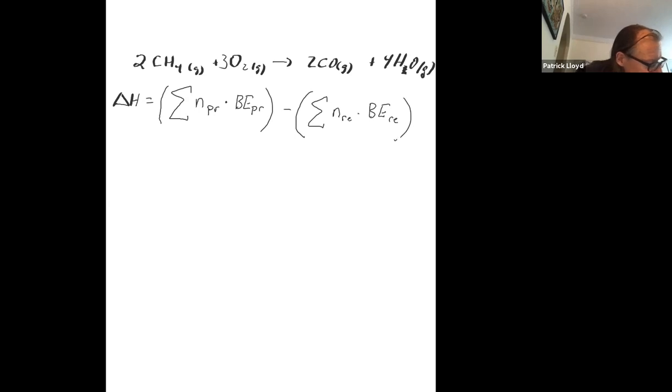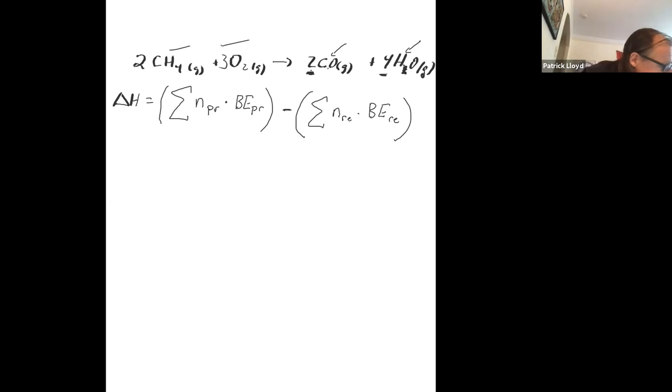So what you're going to do is look up all the bond energies of all the products, multiply by the coefficient, coefficient times each bond energy, and add them up. You can do that for the products first, then do it for the reactants, and then take the difference. Let me first begin by drawing a Lewis structure so that we know what bonds we're talking about.